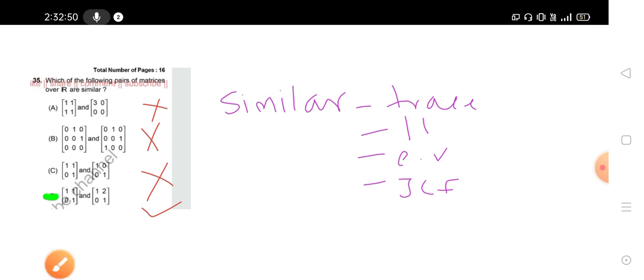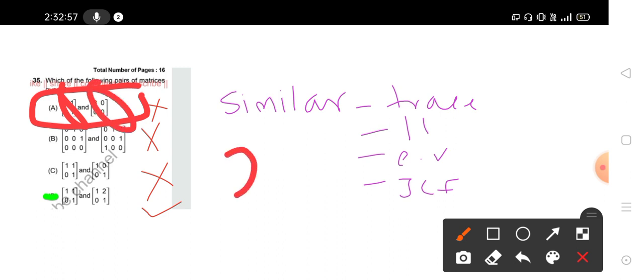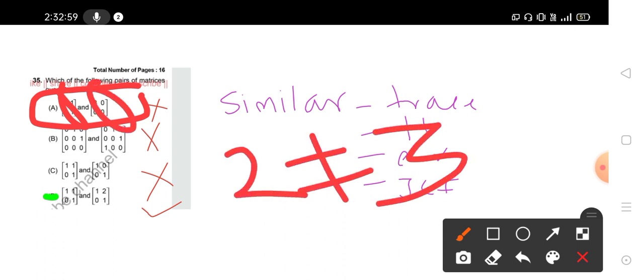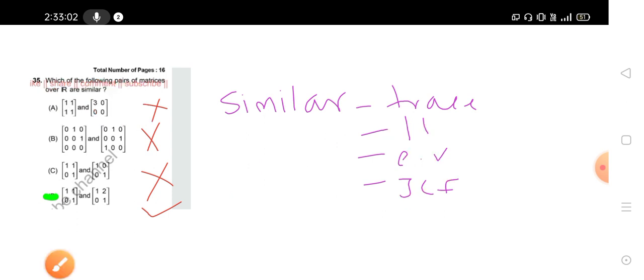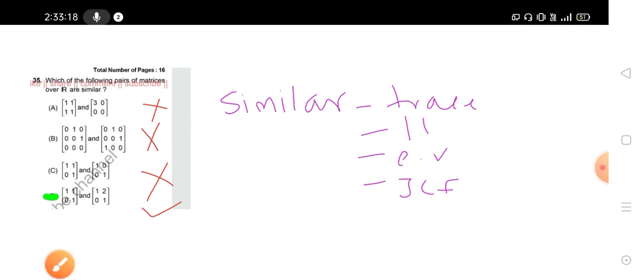Now check option A. Here trace is 2. Here trace is 3. 2 is not equal to 3. Therefore option A is not true. In option B, here the Jordan blocks are different and here the Jordan blocks are different. Therefore option B is also wrong.